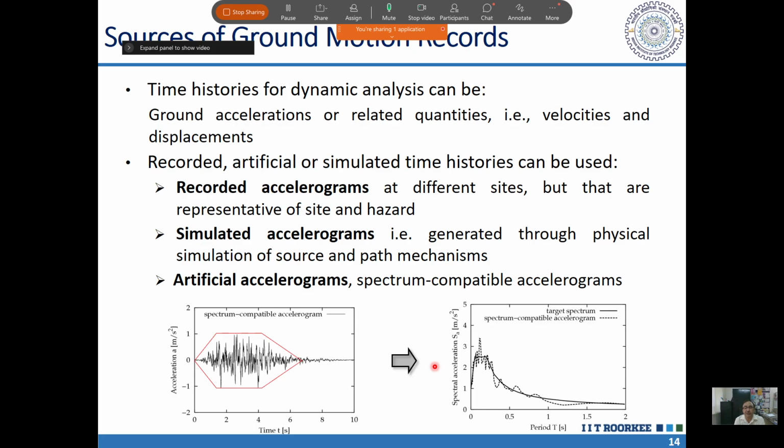So we have to consider a number of earthquake time histories to analyze my structure, and then take either the envelope response of those or the mean response. If I am using a sufficient number of time histories, then I can take the mean response. If I am considering a smaller number of earthquakes, then I have to consider the envelope response.